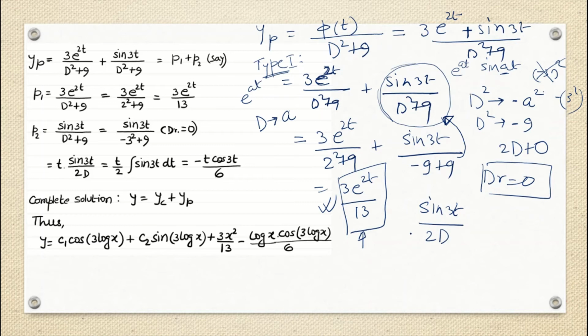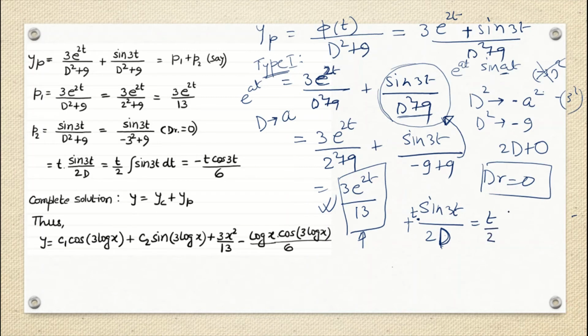Okay, so can I say that I am done here? We have seen that if we are going to find the derivative, then we have to multiply in the numerator by t or x, whichever is the independent variable. These complete rules we have seen in type 2. So this is nothing but t sin 3t by 2D, and now I am going to rewrite it as t by 2.